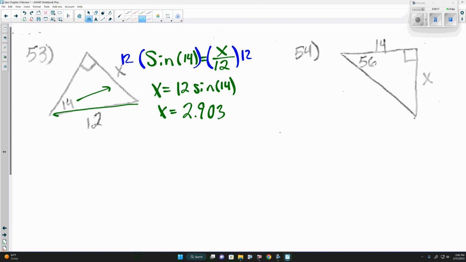Now, if the variable is not by itself after our first step, we would have to divide by the trig function. It's all based off what's given.